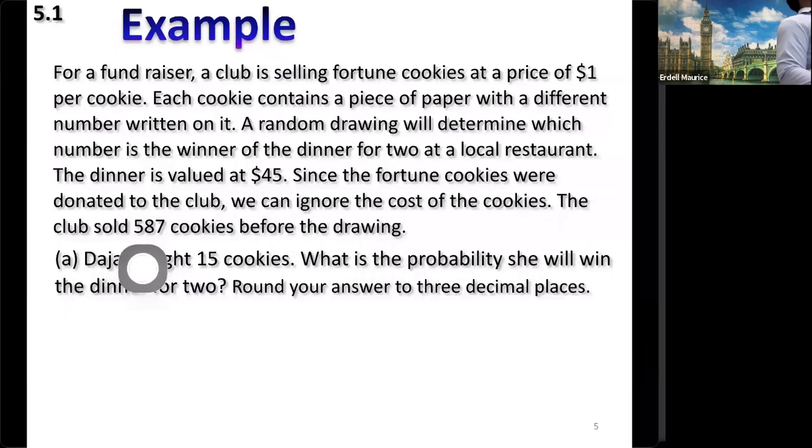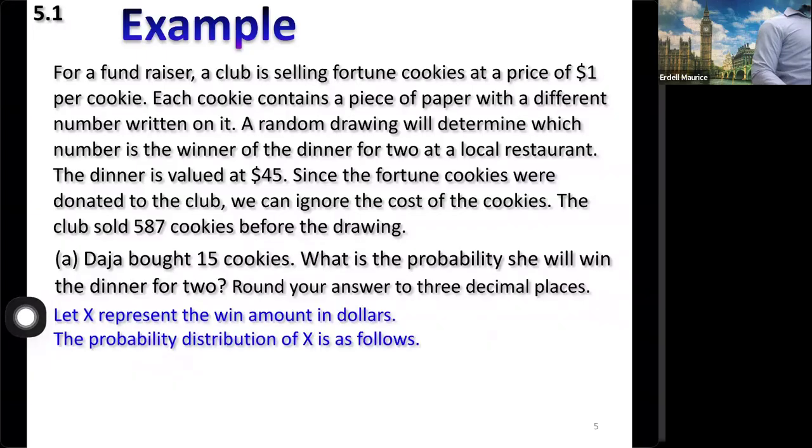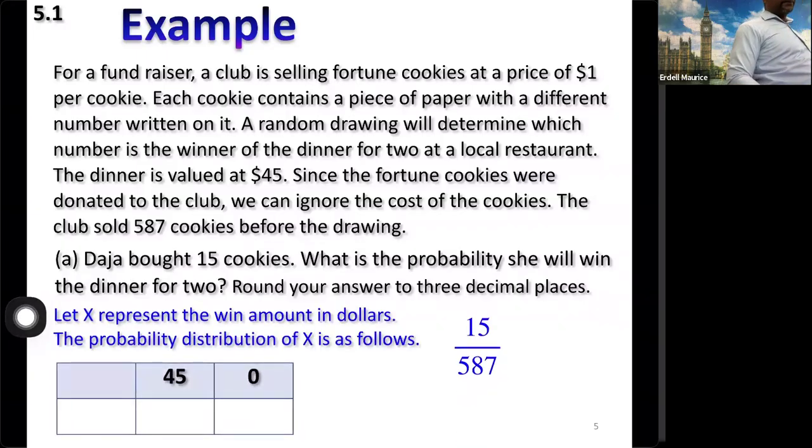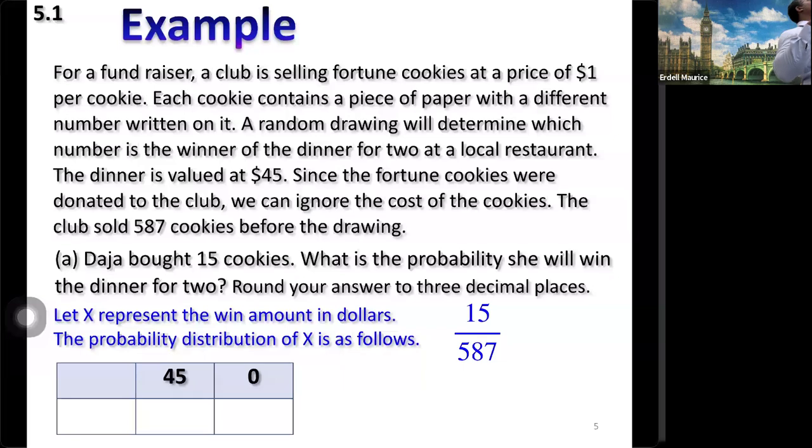The club sold 587 cookies before the drawing. Our friend Deja bought 15 cookies. What is the probability that she will win the dinner for 2? 15 out of 587 is the correct answer. The probability that she wins the dinner for 2 is 15 out of 587. Question, therefore, what's the probability that she does not win the dinner for 2?